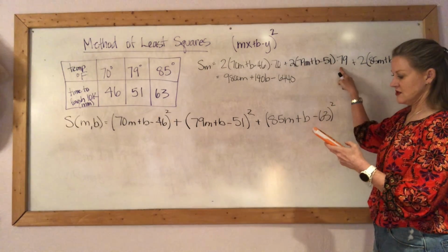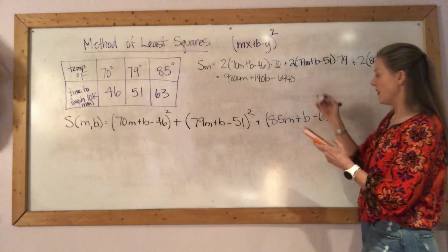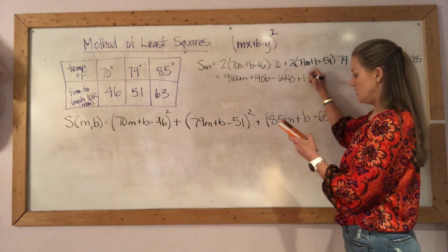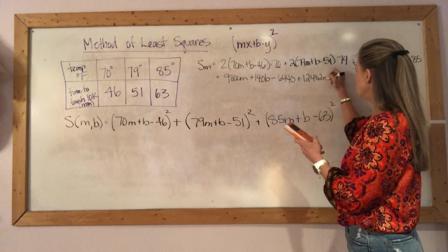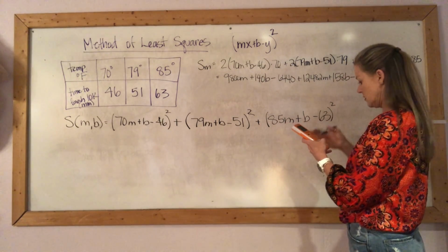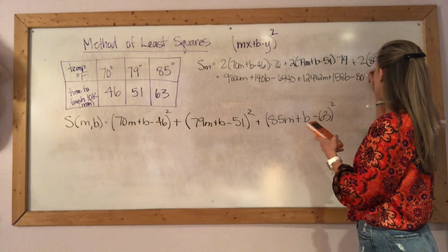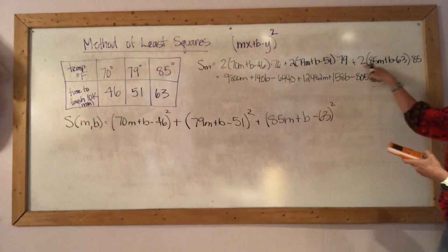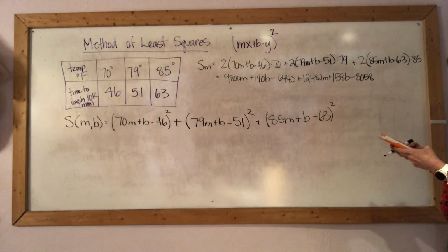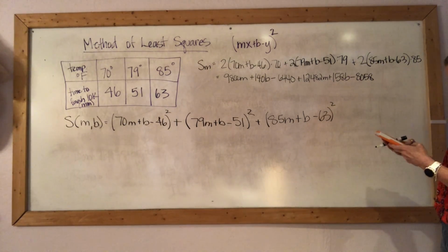2 times 79 is 158. Distribute that through. 12482m. And then lastly, 2 times 85. 170 will get distributed.